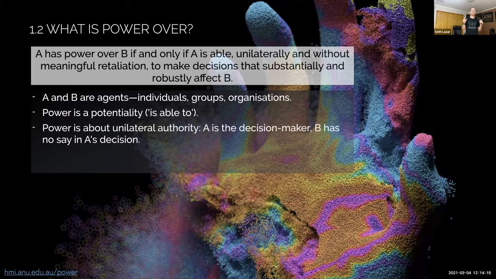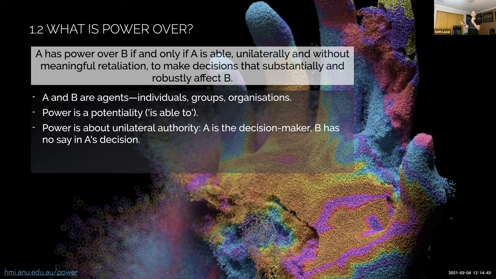I really want to emphasize this notion of unilateral decision-making, unilateral authority. A is a decision-maker. So think about times in your life where you've said about something, that's my decision. That's my decision to make. Or where someone who's been above you in a hierarchy said, look, it's my decision, you just have to accept it. Right? That's what power consists in, the ability to make the decision that affects the other person without them having a say in it. Right? That's the really important part of this.